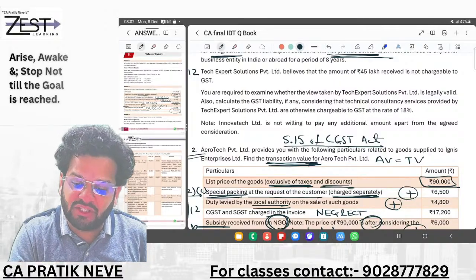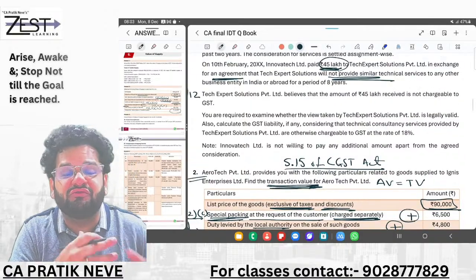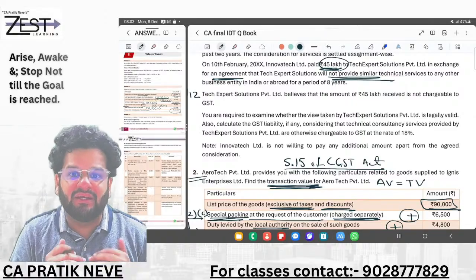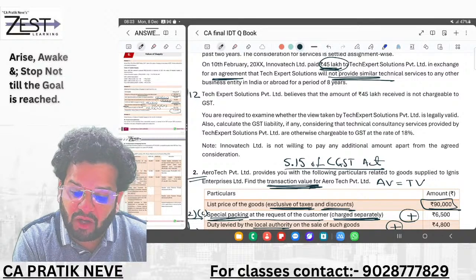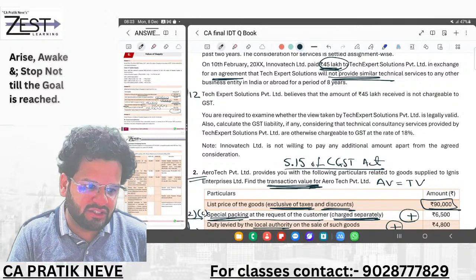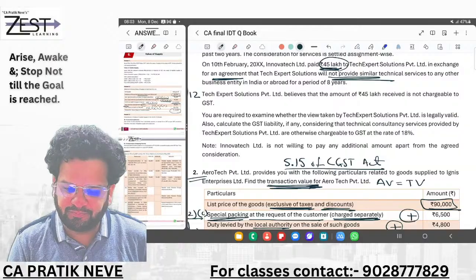In that, it is mentioned that if you refrain from doing any act, it is a supply of services. So yes, this will be supply of services. It will be chargeable to GST.